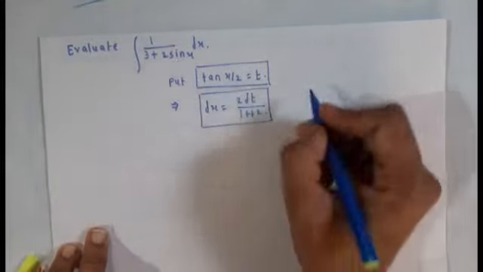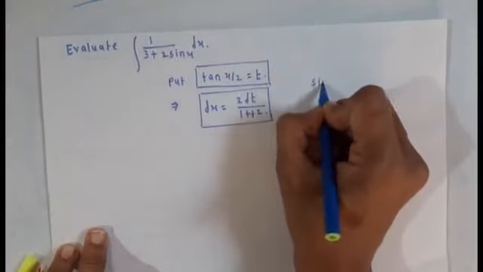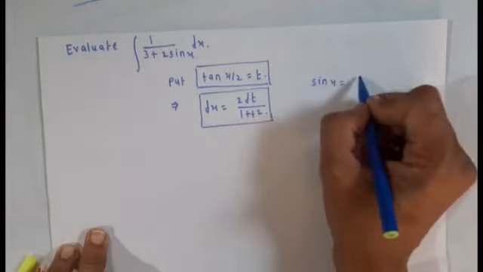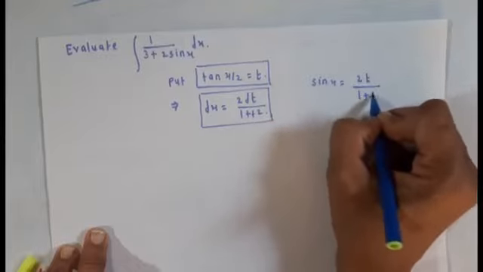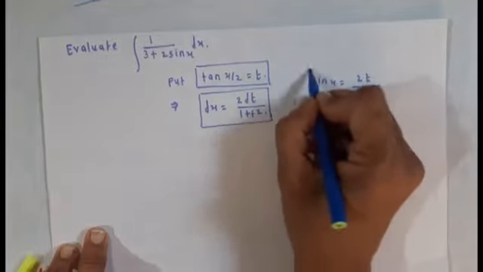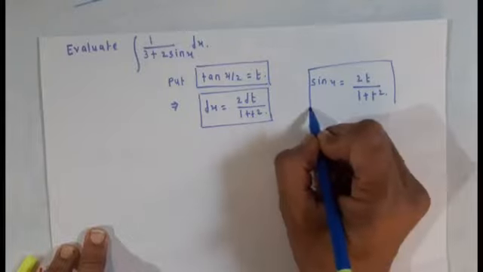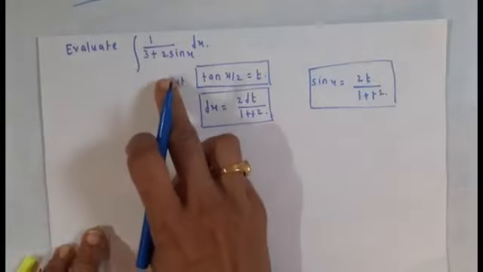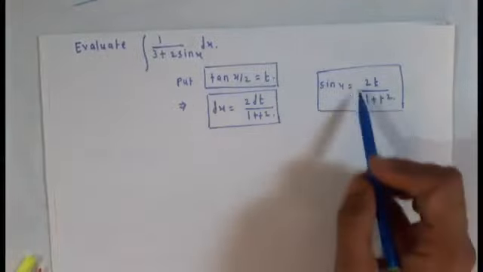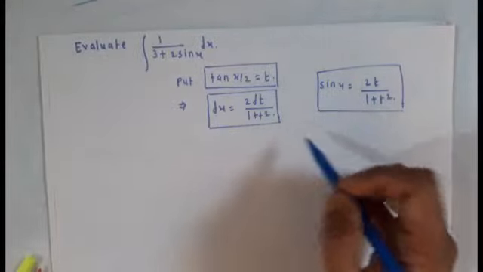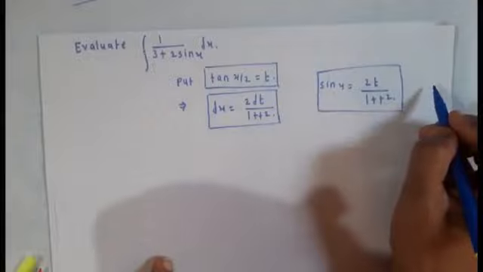And what is the value of sin x? The value of sin x equals 2t upon 1 plus t square. Okay students, so write down all these values, and if the problem is asked for 3 marks, then all these steps, meaning the values we have written here, carry 1 mark.